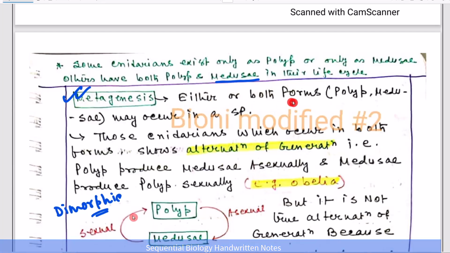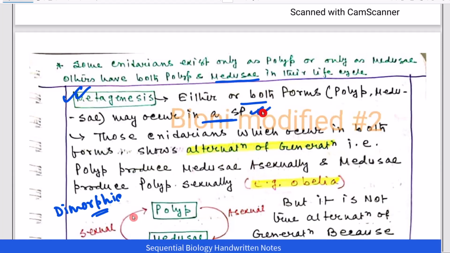Either or both forms, polyp or Medusa, may occur in a single species. If we see both forms, polyp and Medusa, then this process is known as metagenesis. Those cnidarians which occur in both forms show alternation of generation. Class Anthozoa does not show alternation of generation because it has only one form, the polyp. But many forms show alternation of generation.